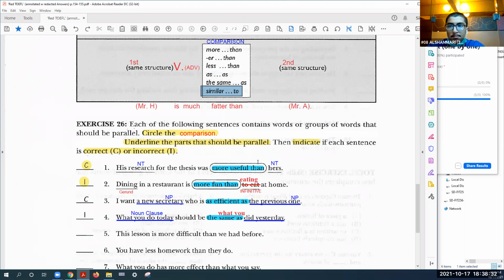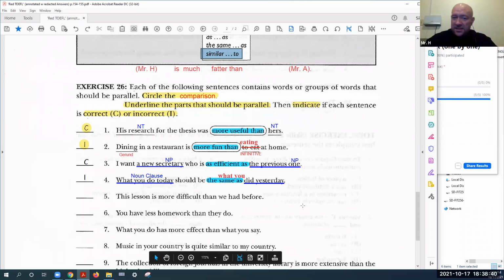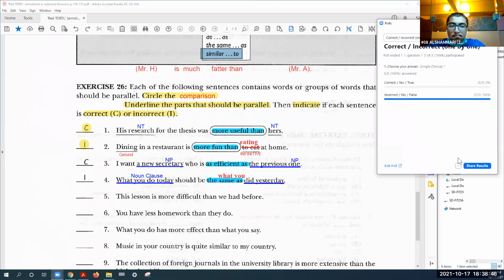Okay. Mr. Rich, yes, Al-Shamari. Between the structure, the tense is not important, right? Yeah, the tense doesn't matter. The tense doesn't matter. Okay. Are you ready, guys? Number 5. Here we go.